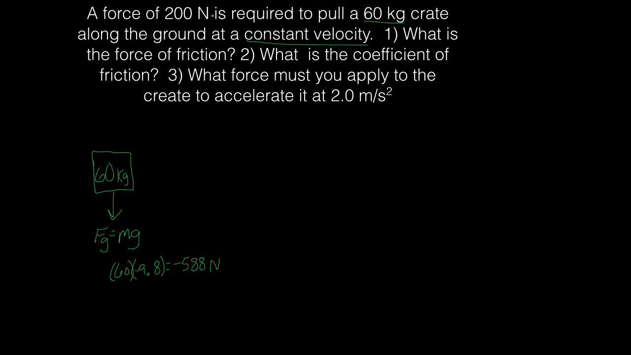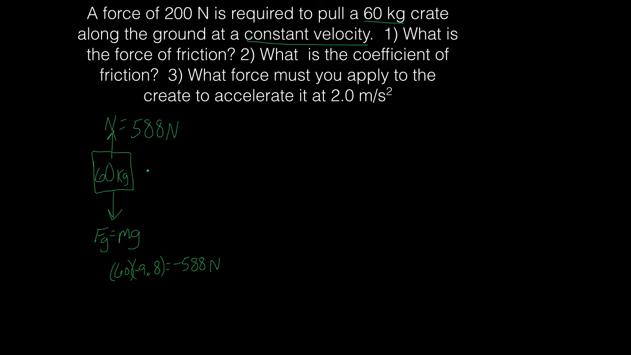We know it's being pulled along the ground, so it's not accelerating in the up and down direction. So the force that keeps it on the ground instead of falling through the ground is called the normal force. And that's going to be equal but opposite to the force of gravity. So the normal force is equal to 588 newtons. All right, so those two forces are labeled.